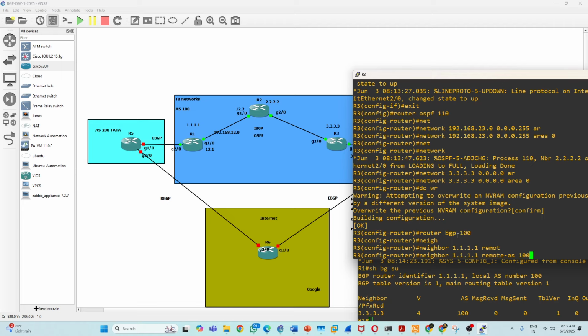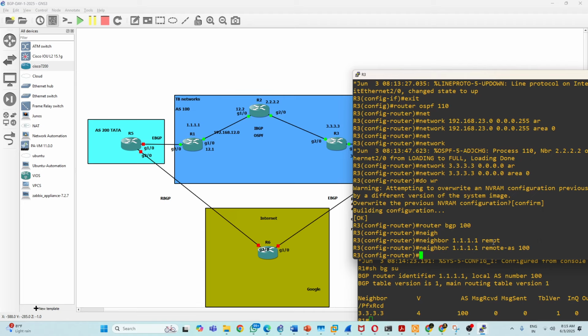Okay, so now neighbor and remote AS is what? 100. See, your local AS is 100 and remote AS is 100. Then the router understands it's an IBGP. Is it clear? If local AS is 100 and remote AS is 300, it is two different AS, so it's an EBGP. But this is an IBGP, right?